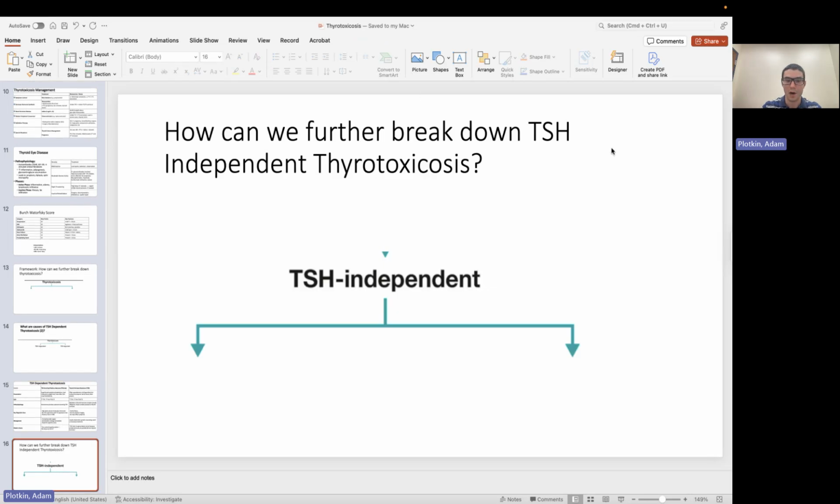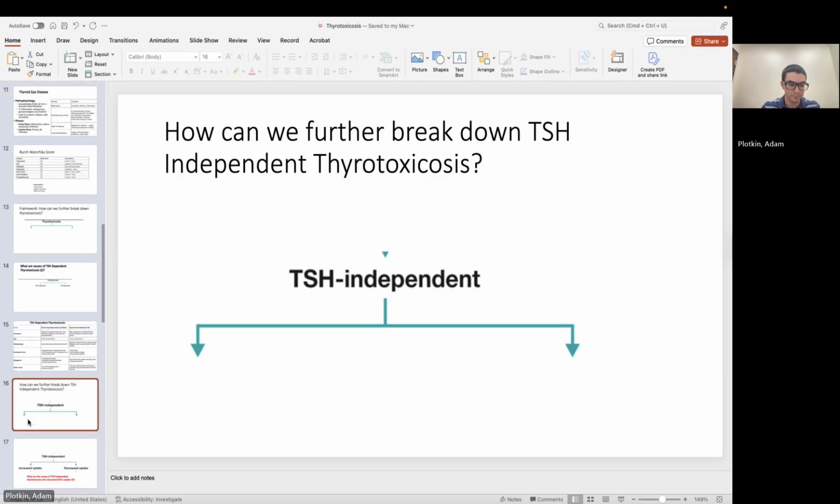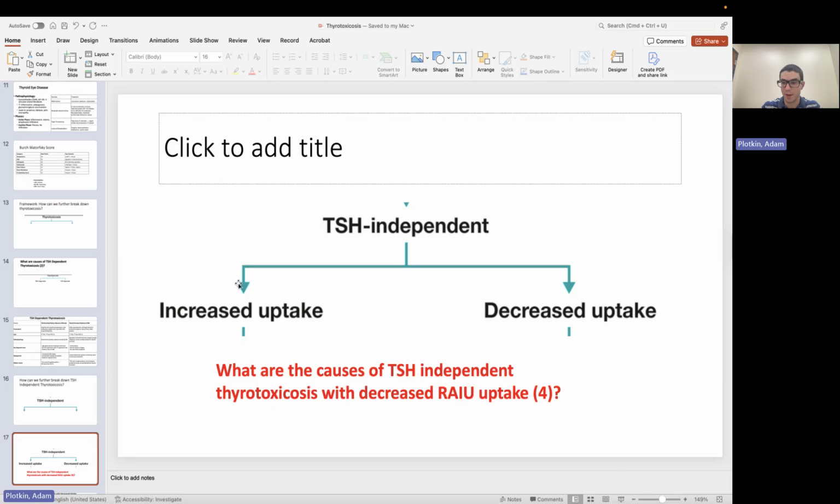All right. So how do I further break down TSH independent? Okay, we can break it down two different ways. So pause your screen and think about it. So I can think about increased uptake on radioactive iodine scan or decreased uptake on radioactive iodine scan. So what are the causes of TSH independent thyrotoxicosis with decreased radioactive iodine uptake? There's four of them. So pause your screen and think about them. We've talked about one of them in my pre-case.